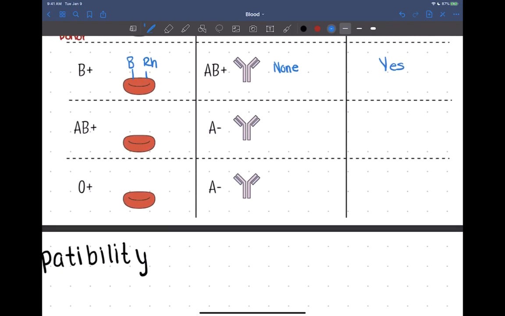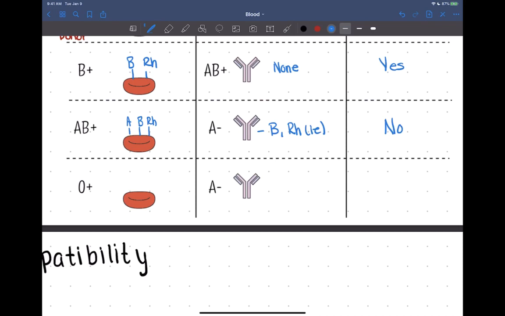All right, so then AB positive, we have A, B, and RH. And then our recipient is going to have antibodies against B and RH if exposed. Okay? And this would not be compatible. Those B antibodies here, right? They'll attack this B antigen. And again, we never want to give positive blood to a negative patient, okay?